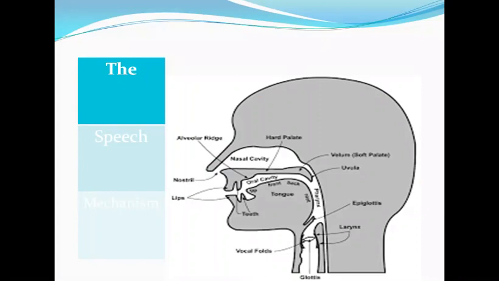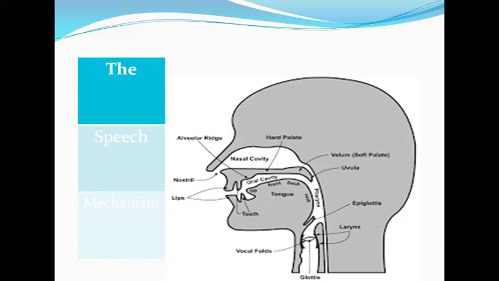This airstream mechanism is divided into three types. The first one is the pulmonic airstream mechanism. The second one is the glottalic airstream mechanism, and the third one is the velaric airstream mechanism. This picture is of the first type, the pulmonic airstream mechanism.